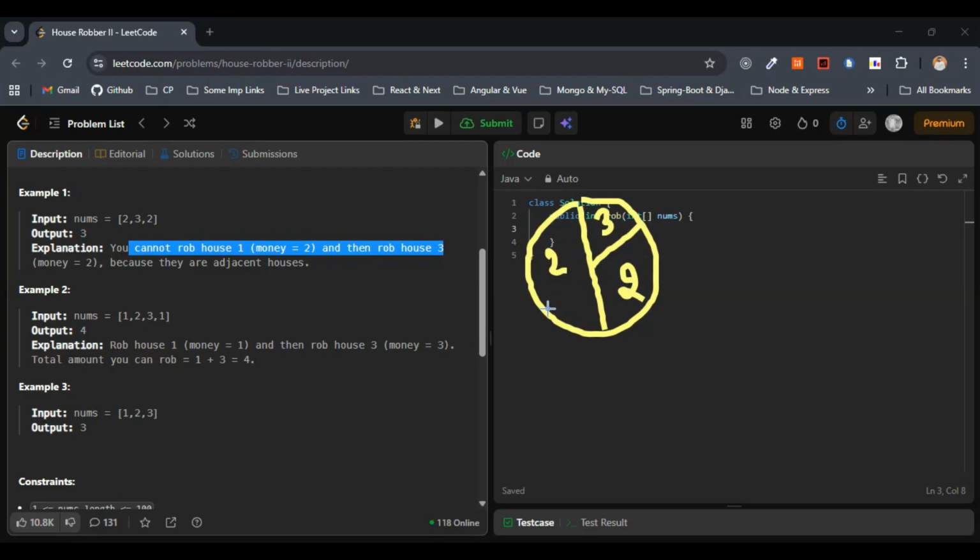So this becomes adjacent to this one, as it is in the circle. We cannot rob these two houses, which have the money 2 and 2 respectively. If we consider the first house, we cannot rob the last one, the third house, as it is circular. That is the reason, while reading the question, I stressed that you are a robber planning to rob the houses arranged in a circle.